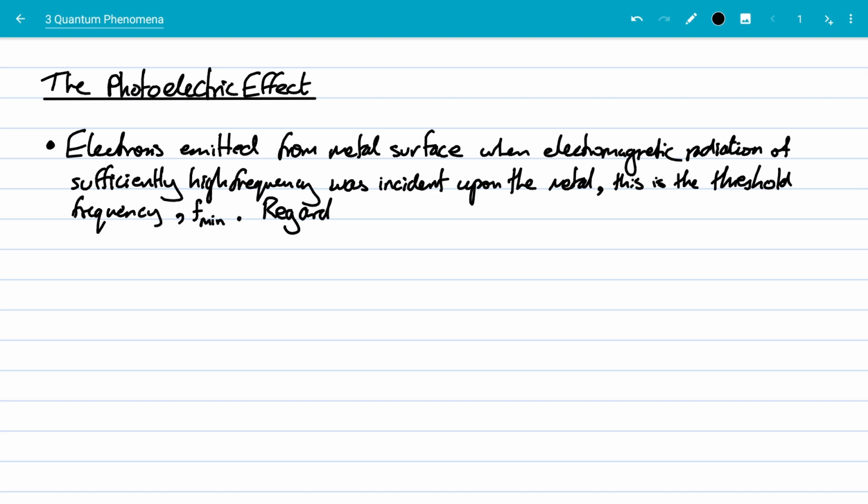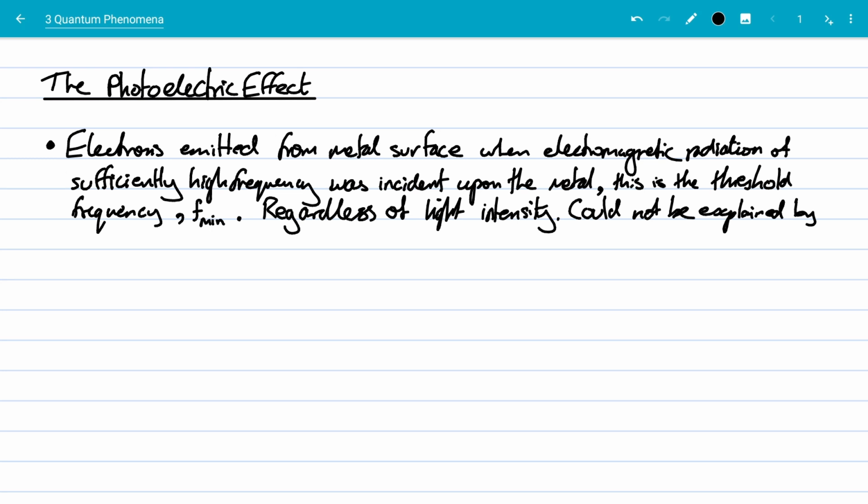This is regardless of the light intensity. Regardless of how bright the light was, it didn't seem to matter. This could not be explained by wave theory.